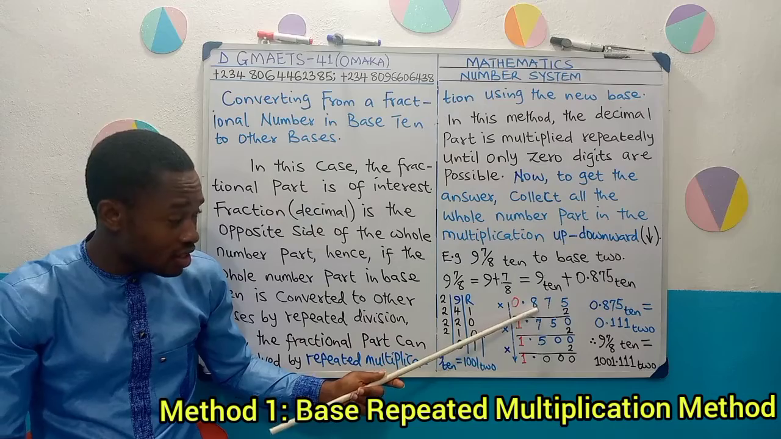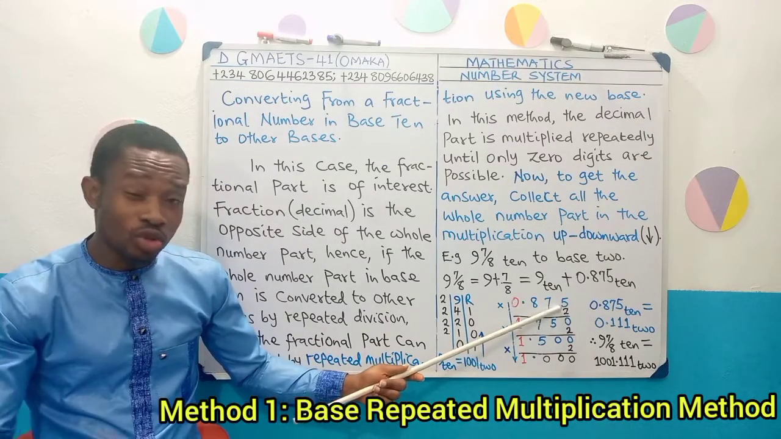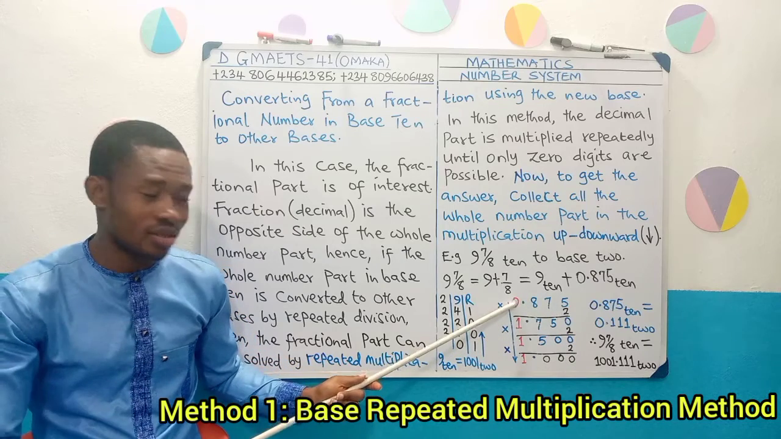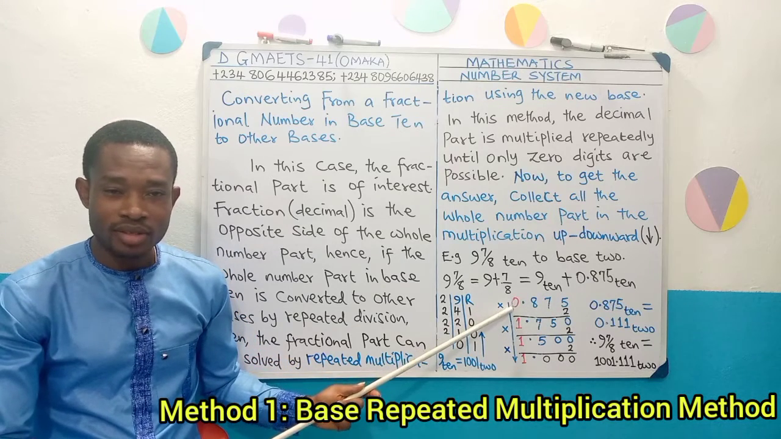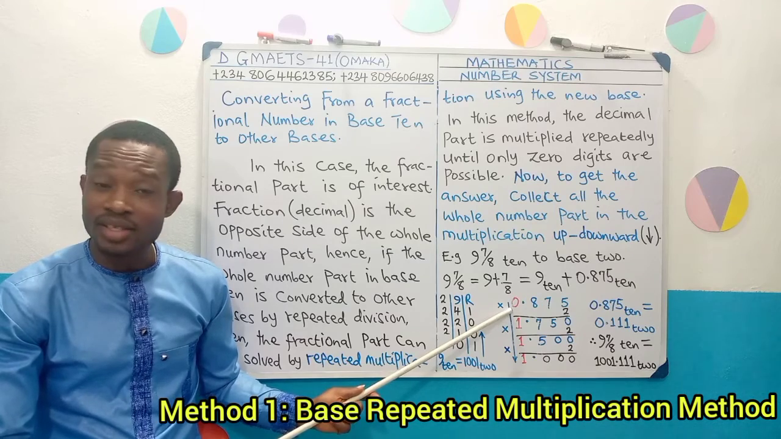0.875. The decimal part of this number is 875, is that not so? So we're going to multiply it by 2, just that decimal part, not this part. This part is not being multiplied by the new base. Are you following, right? So that's the technique.